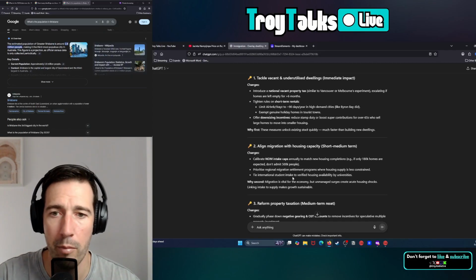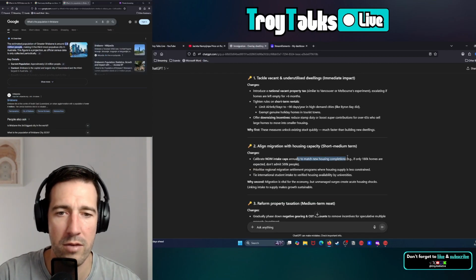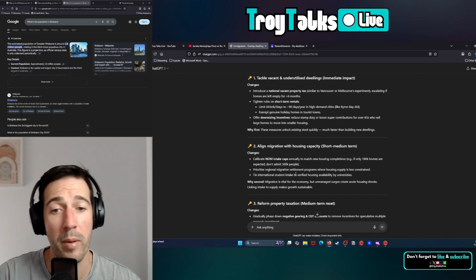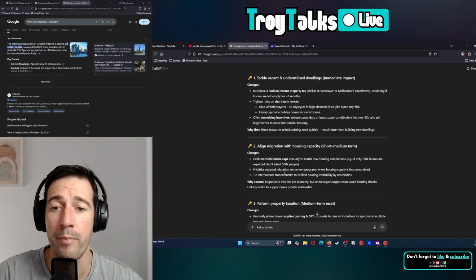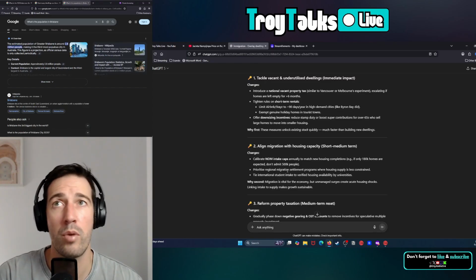I might be wrong. I might be missing something. Align migration with housing capacity, short to medium term. Calibrate the net overseas migration intake caps annually to match the housing completion. If only 180k homes are expected, don't admit 500k people. I think that's excellent. I think that it should be based on the previous years.